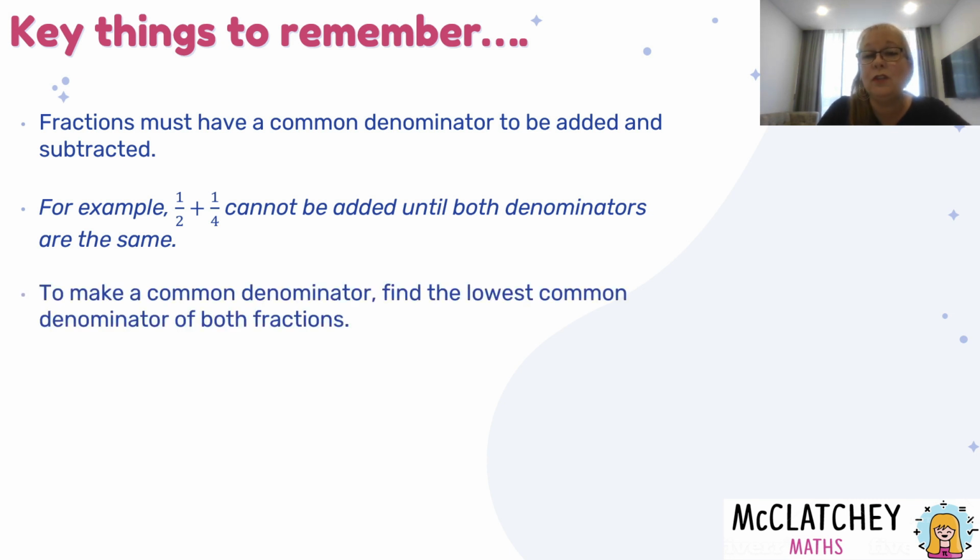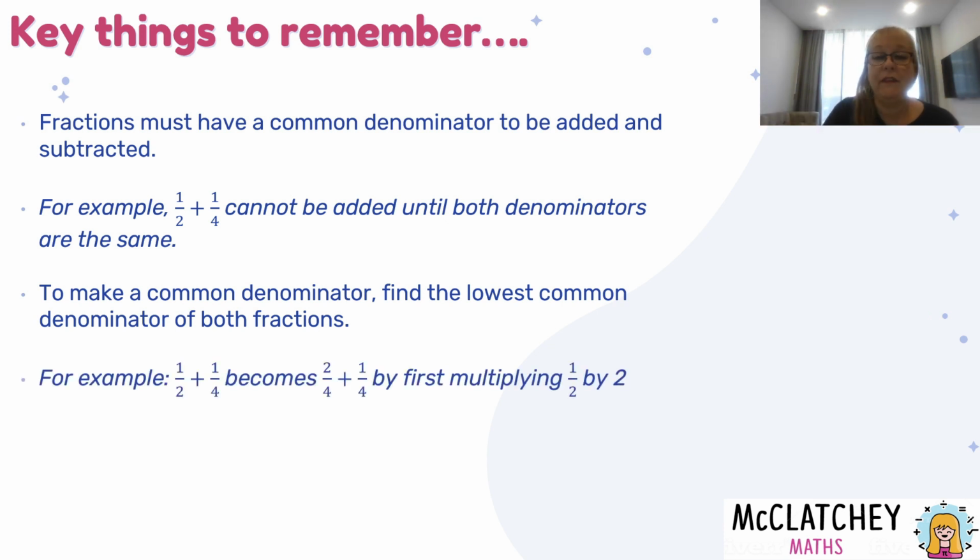Now, the way that we do that is we find the lowest common denominator of both the fractions, and then we multiply the fraction to get that common denominator. So here, I could see that the 2 and the 4, 2 divides into 4, so I want to make both fractions a fraction out of 4. So I'm going to multiply the half on the top and the bottom by the number 2. Basically what I'm doing is not actually changing the fraction, I'm making an equivalent fraction. I'm multiplying it by the number 1.